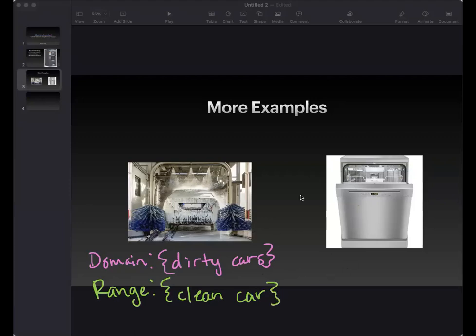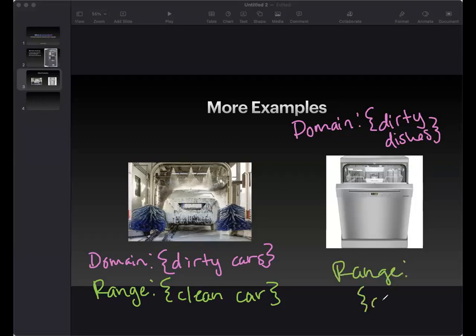Now let's go over to the dishwasher. The dishwasher, what is the domain of that? It would be the set of our dirty dishes, right? And what do we get out of that? We get out the set of clean dishes, right? So you see my point here. Again, of course, it's not a perfect analogy, but it's a pretty good analogy.